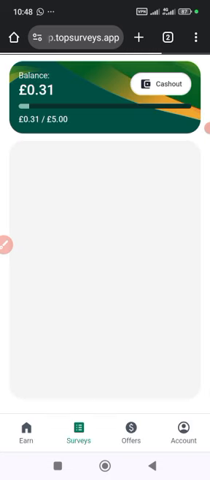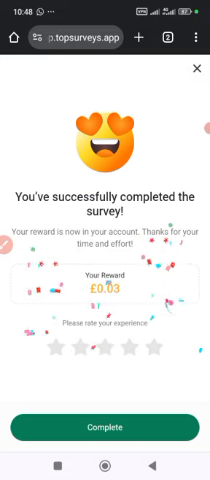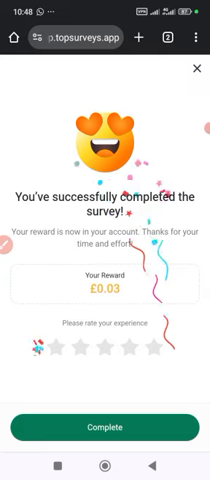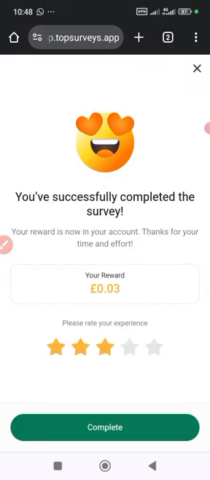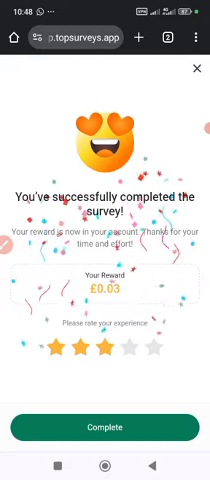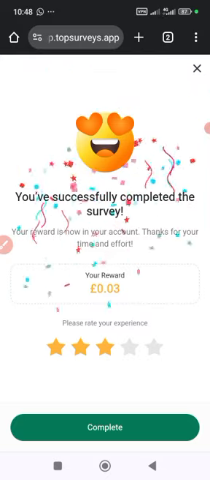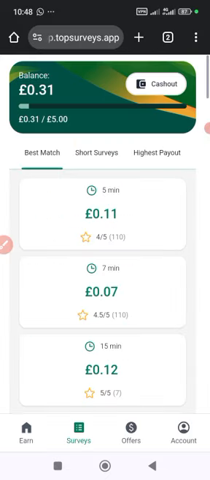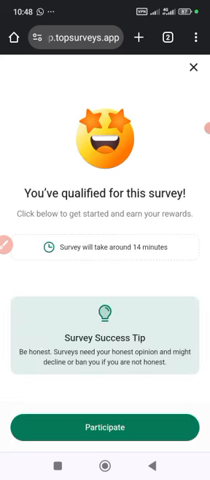So my balance has gone to 3.1, so I made 0.03 in this survey, so I can decide to rate them. This survey, I took it because I wanted to take something very short for this class. Normally, I won't come and be doing this 0.03. It will take you a long time to accumulate. There are other bigger points. Most likely, I would rather try out the 0.26.